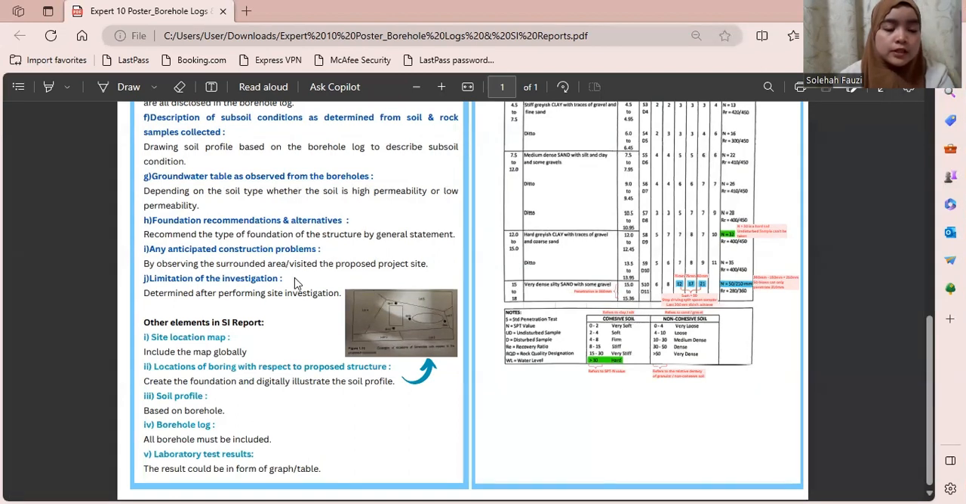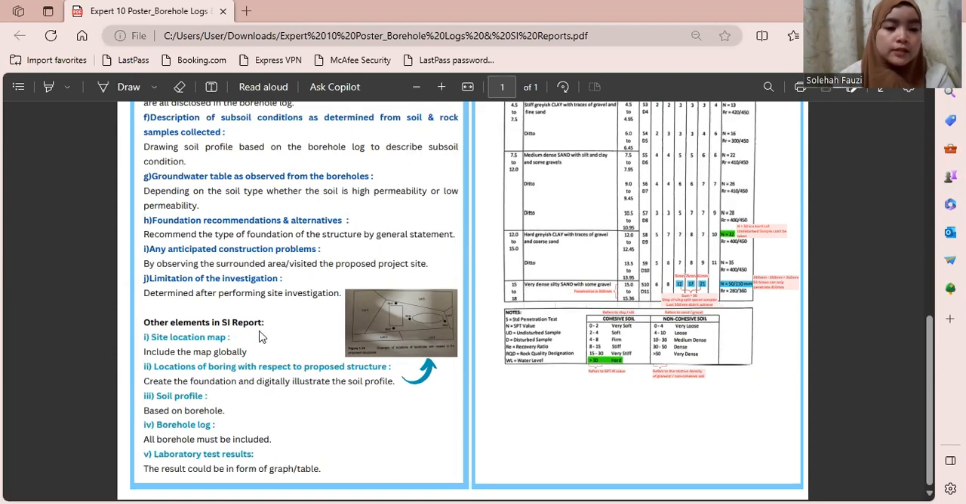Last is the limitation of the investigations. This is determined after performing site investigations by identifying certain limitations of the investigations. For example, certain laboratory testing is not sufficient to obtain the parameters to prepare a foundation design.